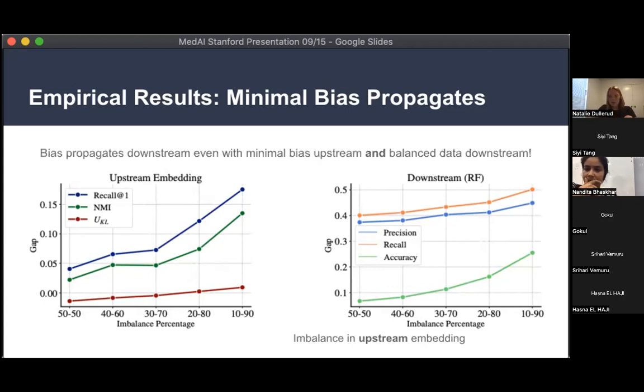And so even with minimal bias, in the case of a 40-60 split where the minoritized groups comprise 40% of the training samples and the majoritized groups comprise 60%, the bias nonetheless propagates downstream, even though the downstream training data is not imbalanced. So obviously, mitigation of the bias here needs to occur in the upstream embedding as opposed to the downstream classification task, because we're unable to overcome bias in downstream classification, even in the best case scenario, where we have real data that isn't oversampled, that removes the source of bias.